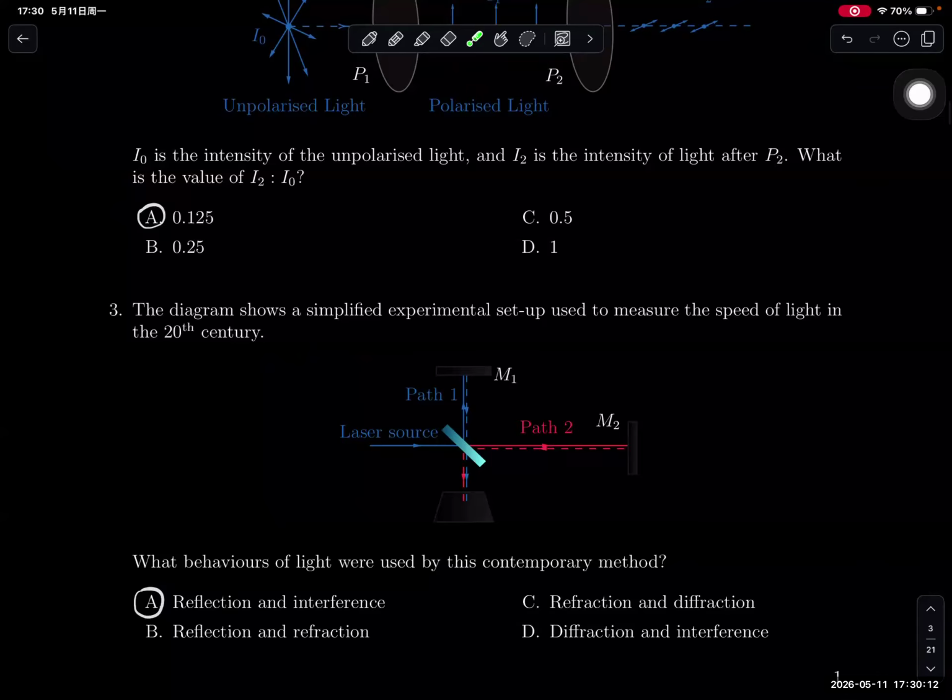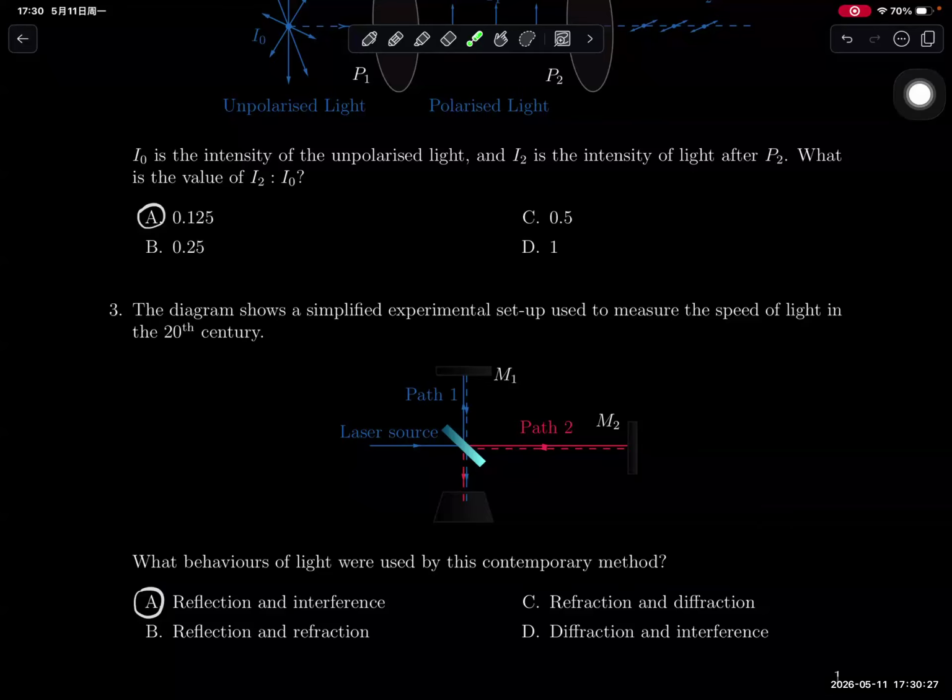We have the interferometer from the Michelson-Morley experiment. Have we talked about the Michelson-Morley experiment? Yeah, so this experiment was to try to prove that ether does not exist. That was one of the experiments that shows it. What behavior of light was used by this contemporary method? So we can see these mirrors to reflect, and then we can see the light is split using this mirror into two directions, and then coming back together in a line.